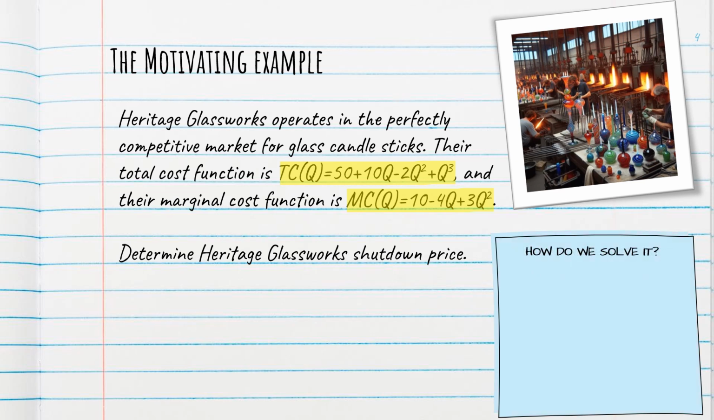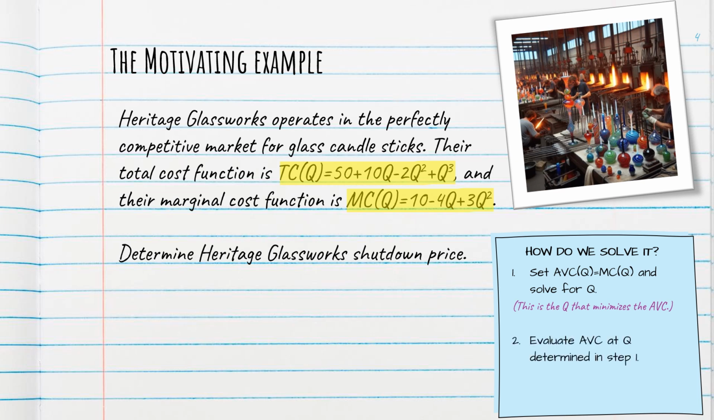What's the process for solving for the shutdown price? It's a two-step process. The first thing we're going to do is set the average variable cost curve equal to the marginal cost curve and solve for Q. Obviously, we have to find the average variable cost curve first. We set those two things equal, and what we find is the Q that minimizes the average variable cost curve. Once we know the output that minimizes average variable cost, we can evaluate average variable cost at that output to find the minimum value of the average variable cost.